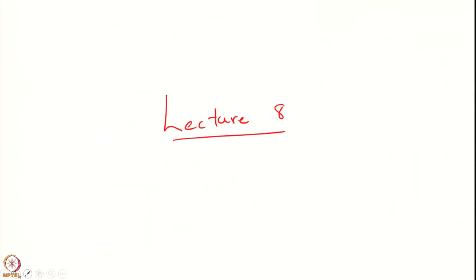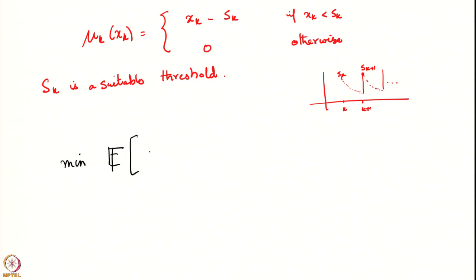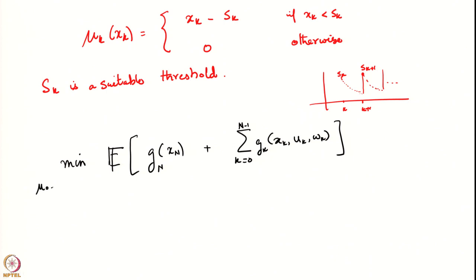So a general stochastic control problem takes this form, where you are minimizing the expected total cost. This is your terminal cost. These are the stage wise costs. And this is being minimized over all mu 0 to mu n minus 1.